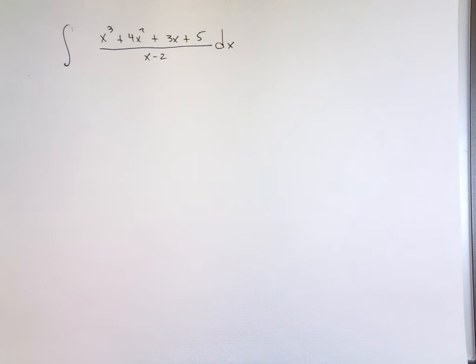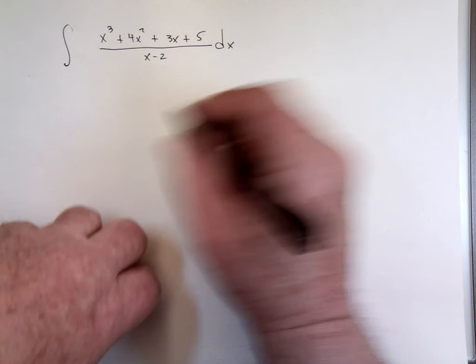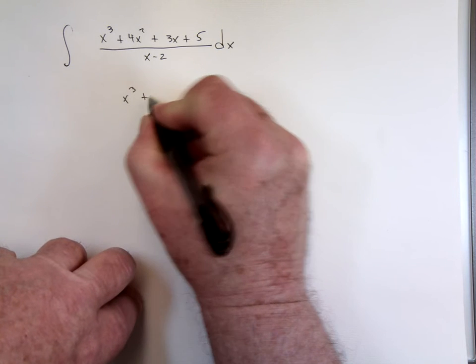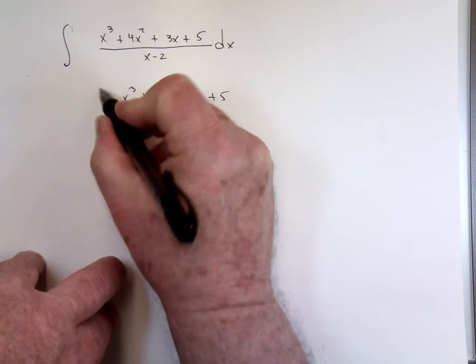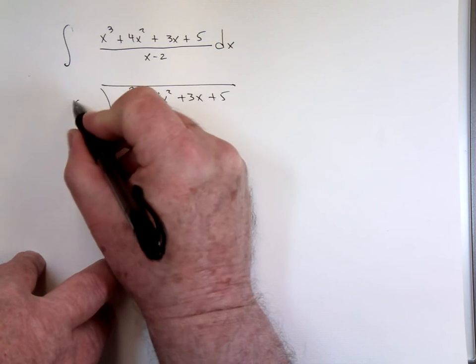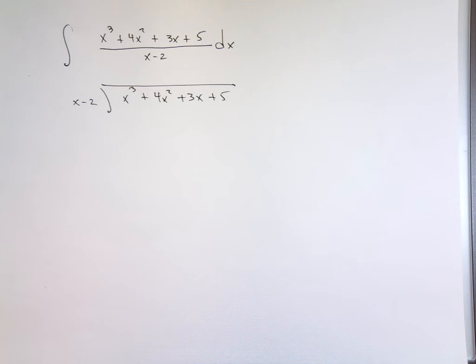How are we doing? Let's take a look. All right, we have an integral. The numerator has degree 3, denominator has degree 1. The rule is to do a long division and then work on the remainder. So let's take a look. We'll do a long division: x cubed plus 4x squared plus 3x plus 5 divided by x minus 2. We could use synthetic division on this as well. In fact, maybe I'll do that too.